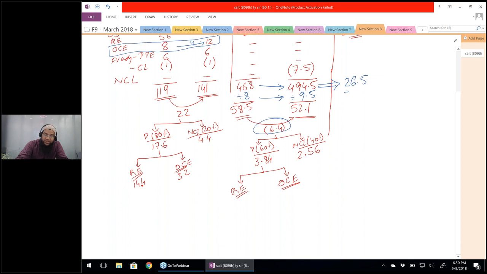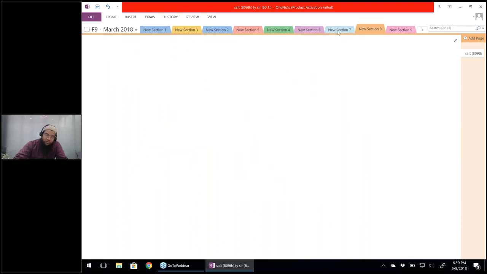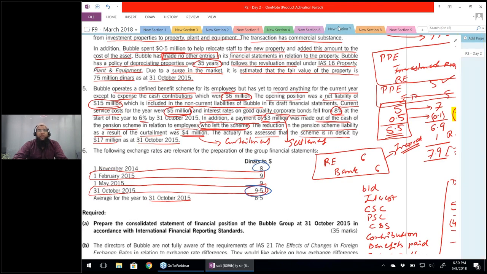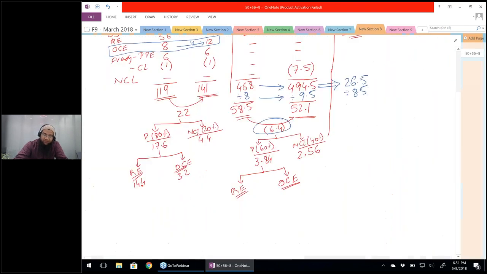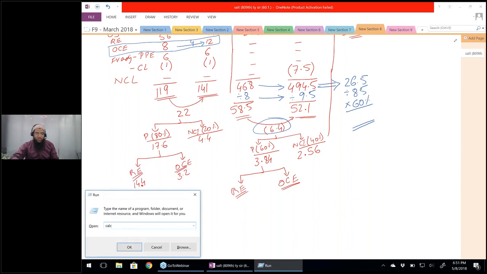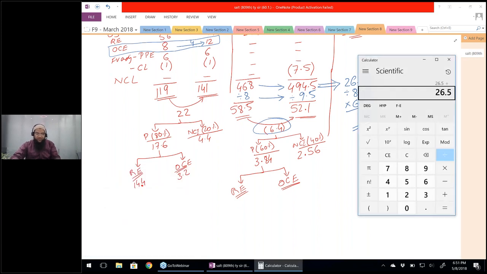Now we are going to convert this profit using the average rate. What was the average rate during the year given in the question? The average rate was 8.5. So if I divide this by 8.5 and take my 60% share, I will get the amount that relates to the profits, the net assets. So 26.5 divided by 8.5 times 0.60 gives us 1.87.